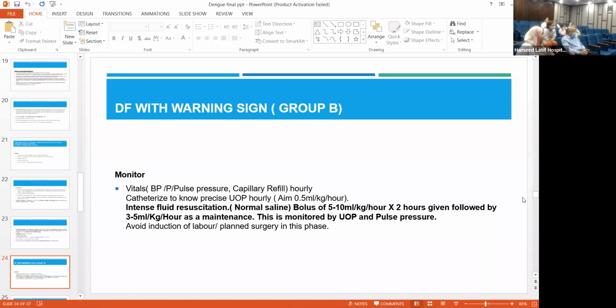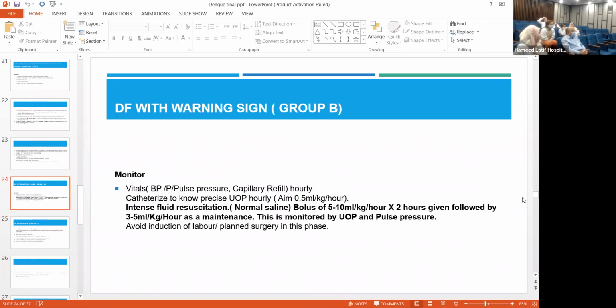There should be intense fluid resuscitation, and normal saline is the fluid of choice over here. A bolus of 5 to 10 ml per kg per hour in the first 2 hours should be given, followed by 3 to 5 ml per kg per hour as a maintenance dose. This is monitored by urinary output and pulse pressure, and we should avoid induction of labor or planned surgery in this case. So, the warning signs, the thing you mentioned before.